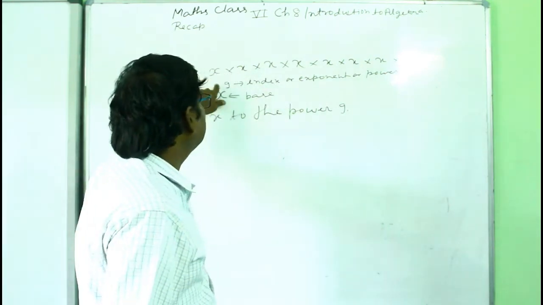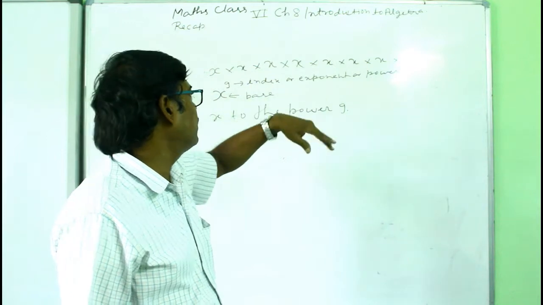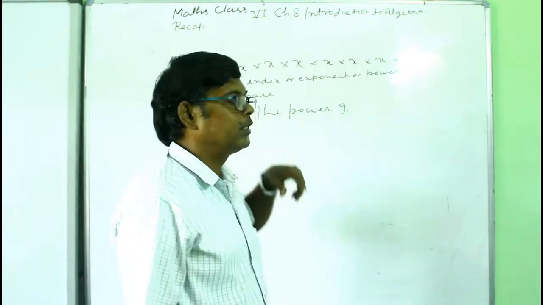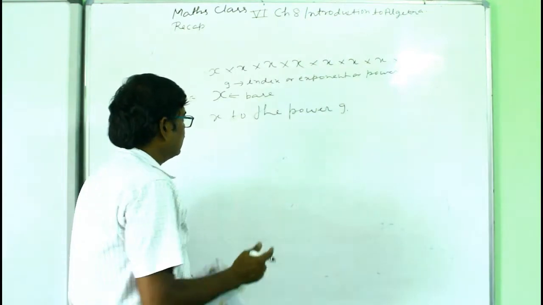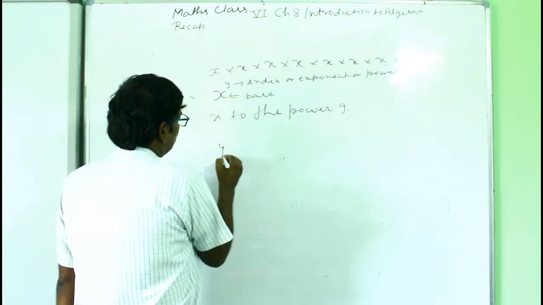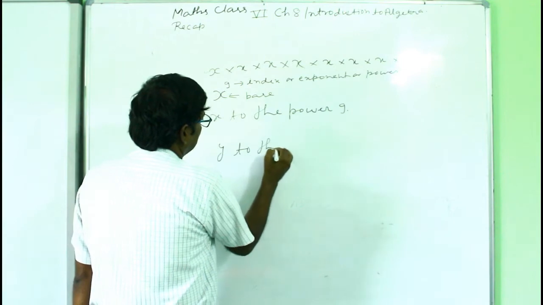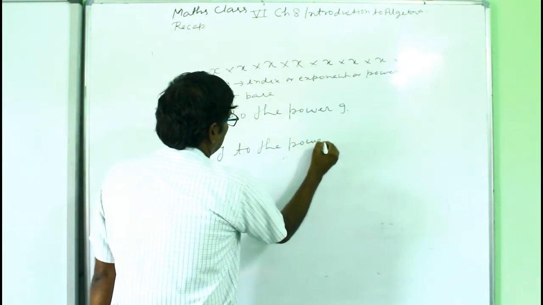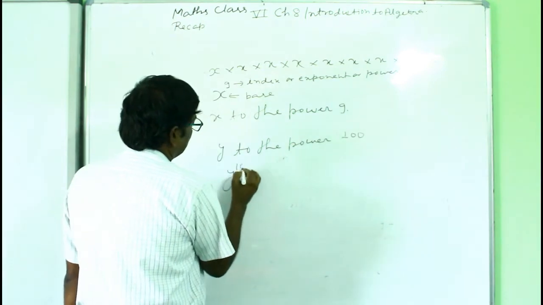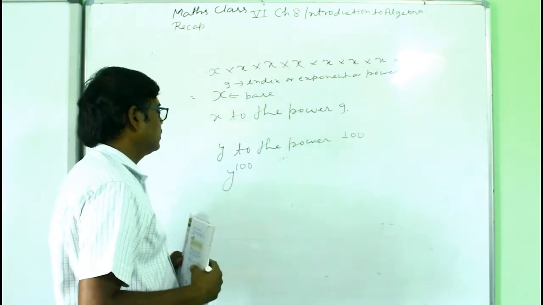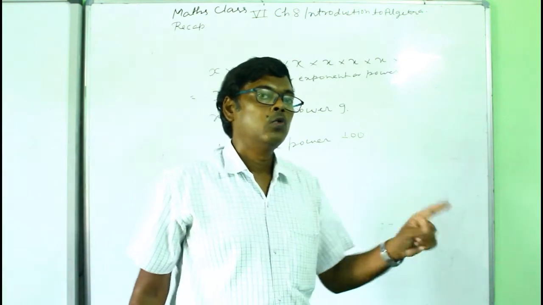This 9 is called the index, exponent or the power, and here x is called the base. So this is how, if you write y to the power 100, it means that you are multiplying y 100 times.